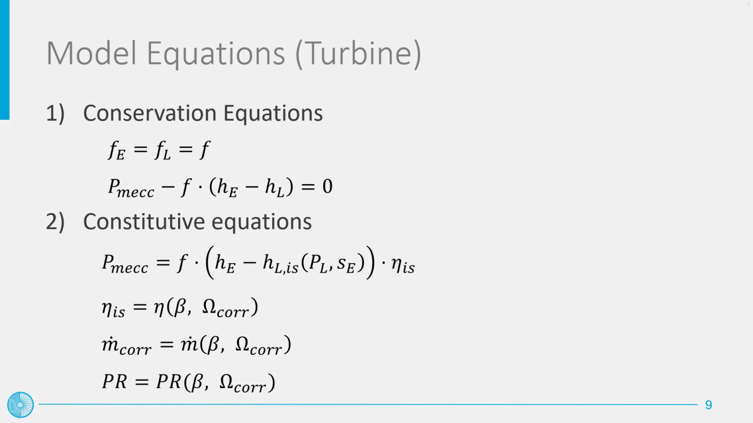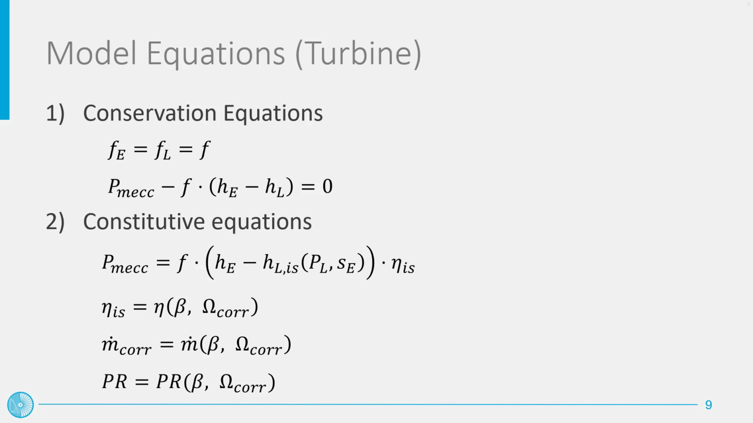The use of maps to model efficiency and flow characteristics of turbines and compressors significantly simplifies the modeling of these components for system simulation. In the slide, I summarized the main equations of a possible turbine model. The conservation equations are purely algebraic and very simple.